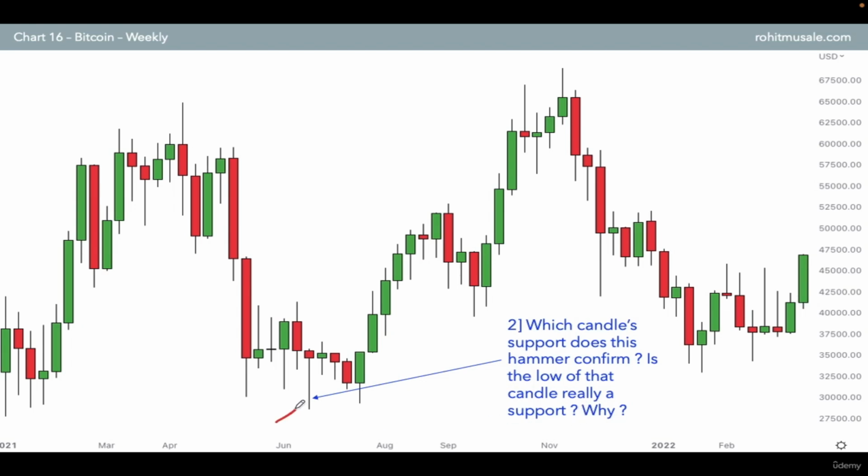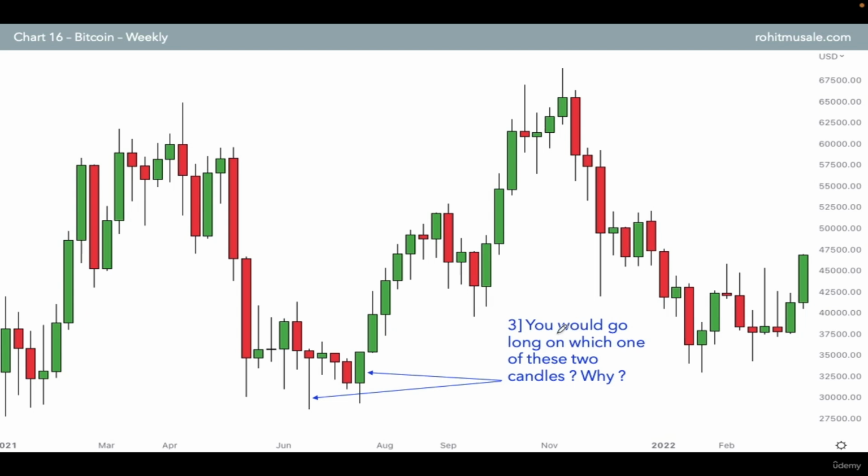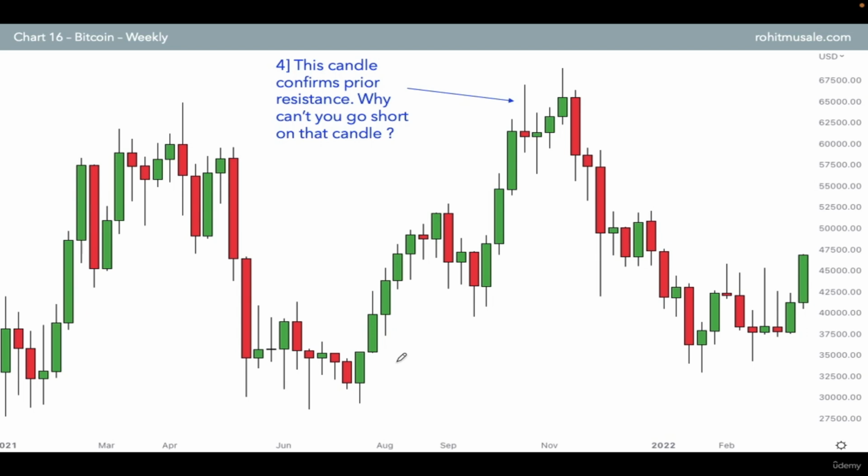So we are looking at this red candle. Number 3. You would go long on which one of these two candles and why? So you look at this one and this green. Number 4. This candle confirms prior resistance. Why can't you go short on that candle? So we are looking at this one.